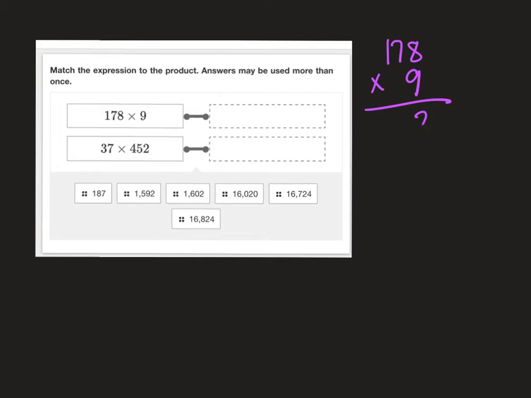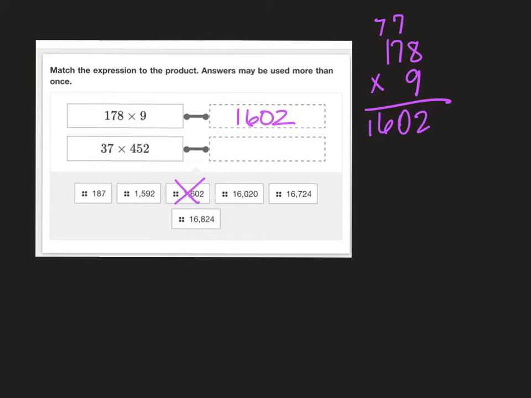9 times 8 is going to be 72. 9 times 7 is 63. 63 plus 7 gives you 70. So put my 0 down, carry my 7. 9 times 1 is 9, plus 7 is 16. All right, so 1,602 is your answer here. I'm just going to write that. And that means we would have used that one already.